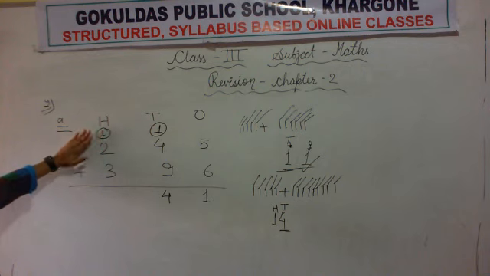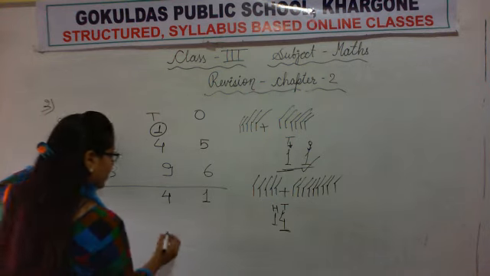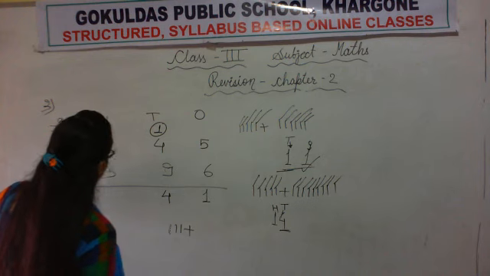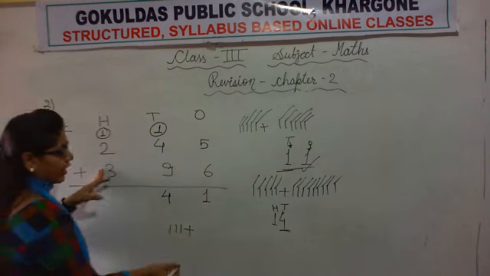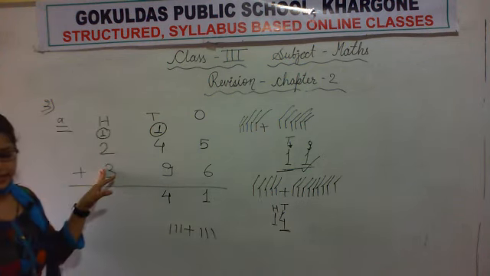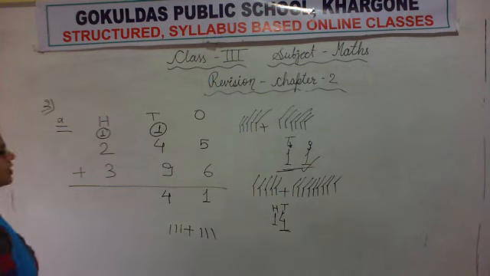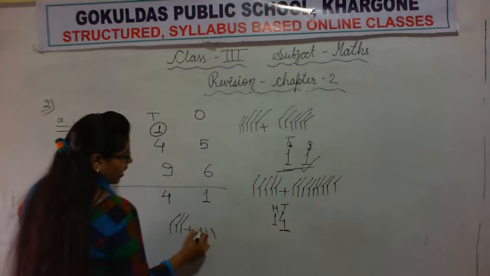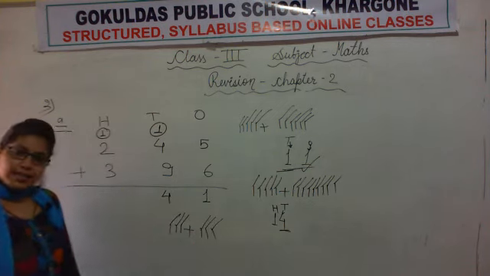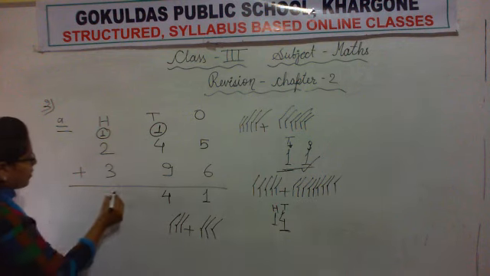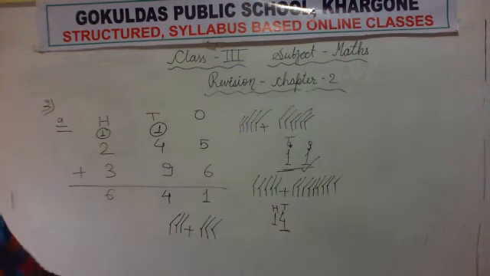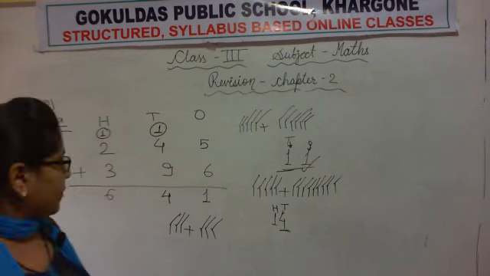Now 1, again we are seeing 1. Whenever 1 is added to any number, it gives its successor. So what is successor of 2? 3. So we will draw 3 sticks. Now the next number is also 3. So again we will draw 3 sticks. Now let's count how many sticks are there. 1, 2, 3, 4, 5, 6. 6 sticks. So we will write the number 6. This is how we can do regrouping.